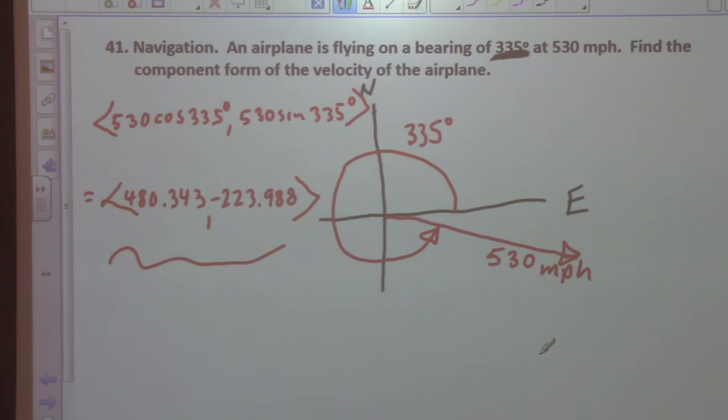Okay, again, our cosine is x, and our sine is y. I had a follow-up question yesterday in 6th period. They said, well, what is R? Well, R is going to be our magnitude, or the radius of the vector. So go ahead and do number 42.